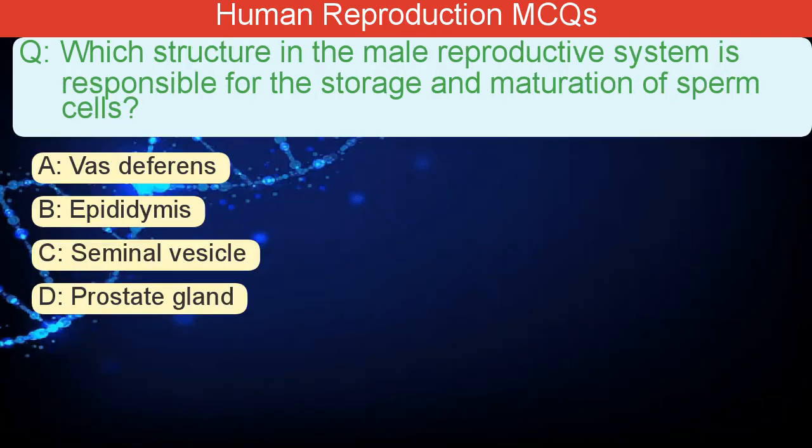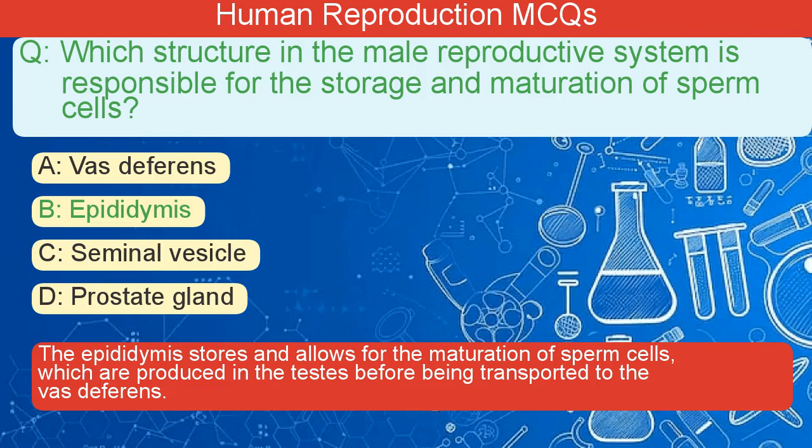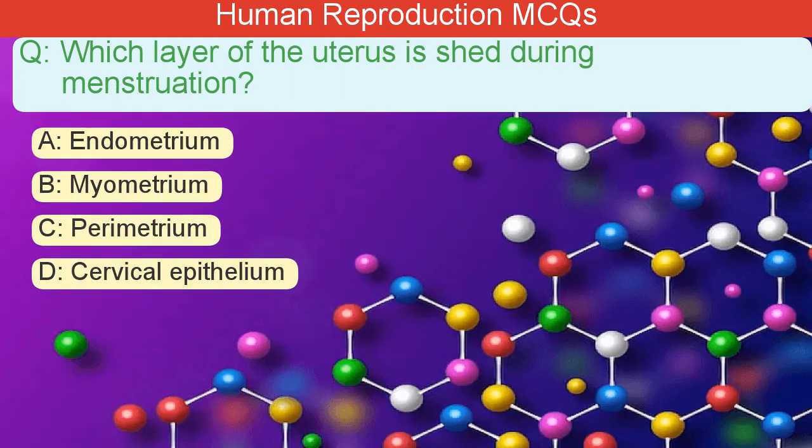Which structure in the male reproductive system is responsible for the storage and maturation of sperm cells? A. Vas deferens. B. Epididymis. C. Seminal vesicle. D. Prostate gland. The correct answer is B. The epididymis stores and allows for the maturation of sperm cells, which are produced in the testes before being transported to the vas deferens.